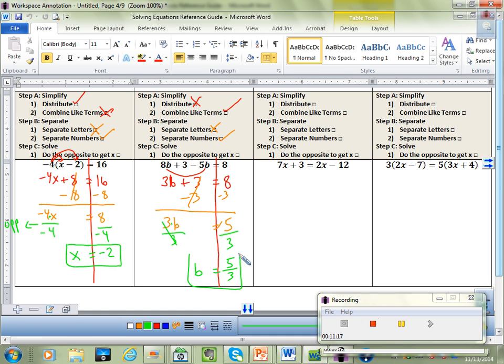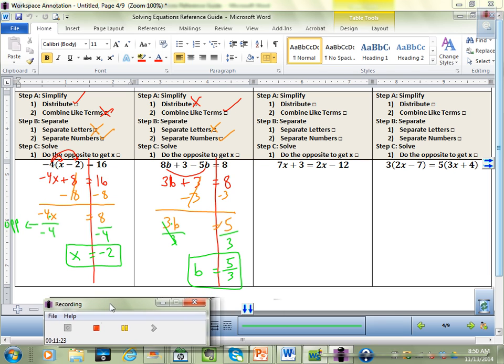On your quiz, you can leave it as a fraction if it doesn't go into it evenly. So if it's 4 divided by 2, then you need to put 2 as your answer. Questions on that one? So that one was 3 steps, 3 events happened.